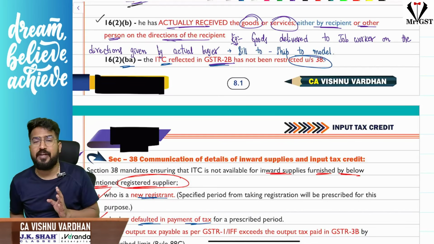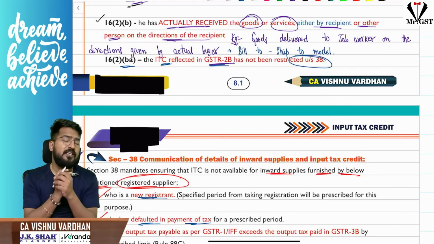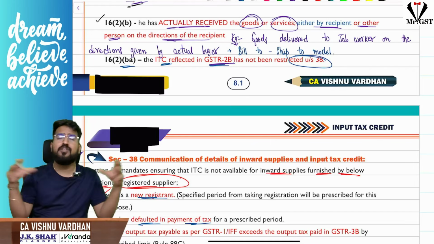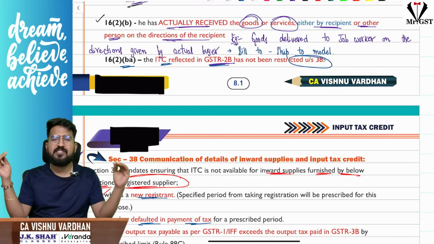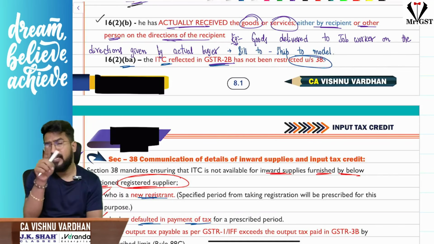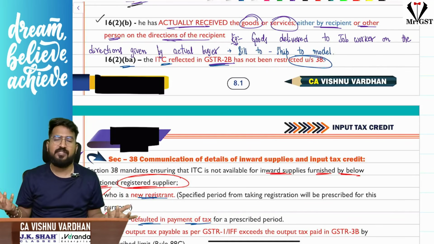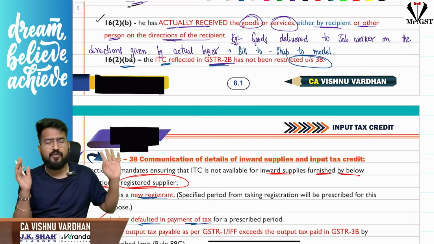Another additional point here, sir: if goods are received in lots or installments, only after the receipt of the last lot or installment can you take ITC, but all those lots or installments should be covered under a single invoice. That means one single invoice, 10 lorries are coming to transport the goods. Then after the delivery of the 10th lorry only you can take ITC. No sir, 10 lorries, 10 different invoices. Then however many lorries deliver the goods, that will be the last lot, so that you can take ITC.